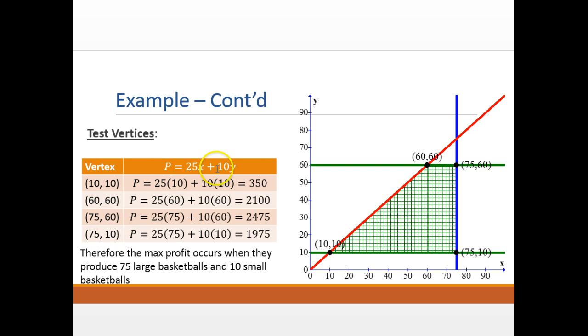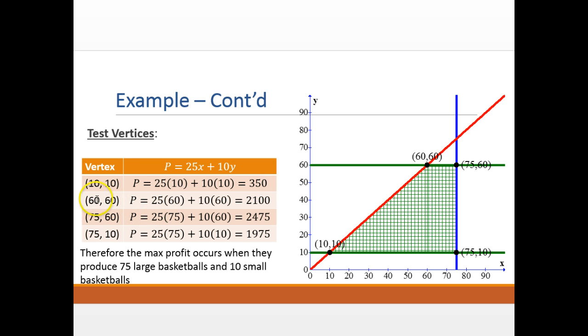Here was the profit function, 25x plus 10y. I'm going to take each vertex and plug it into the profit function. My first vertex was 10, 10. 25 times 10 plus 10 times 10 is 350. Therefore, if I made 10 large basketballs and 10 small basketballs, I'd have a profit of $350.